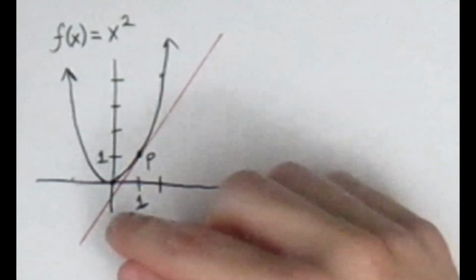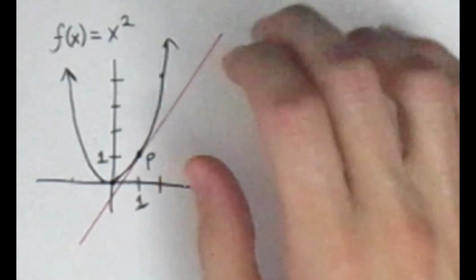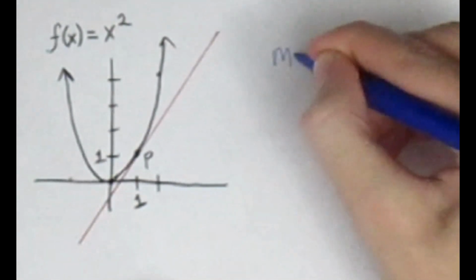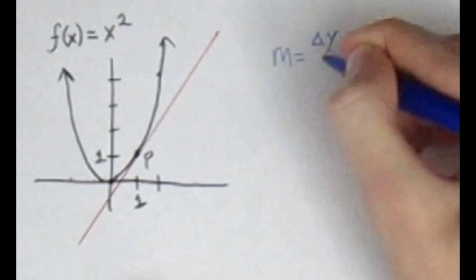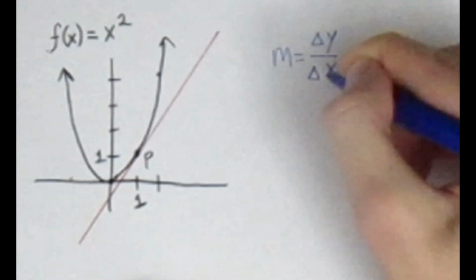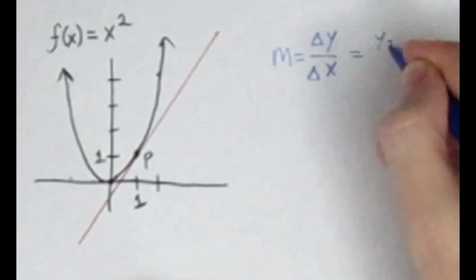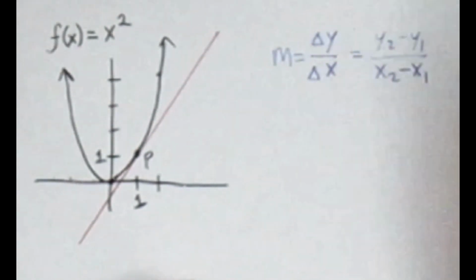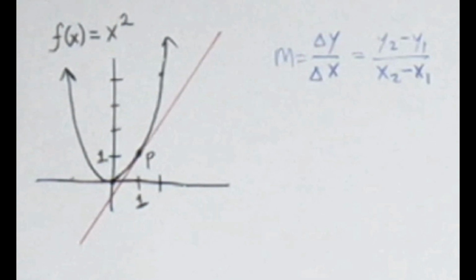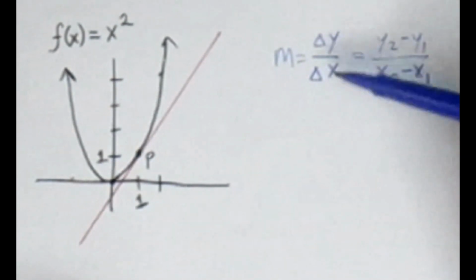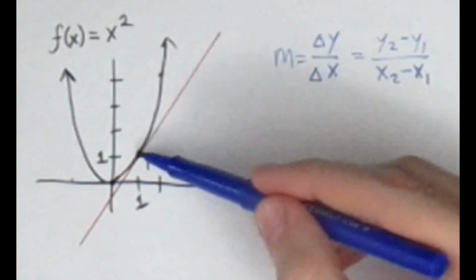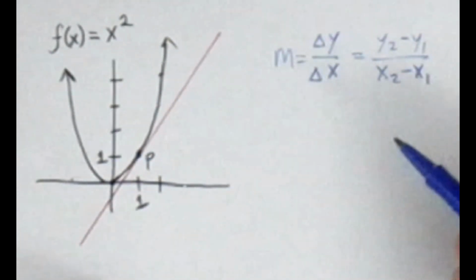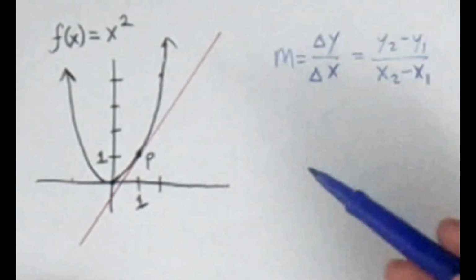So let's notice that we cannot find the slope of this tangent line because we need 2 points. Recall that slope is the change of y over the change of x, which is y2 minus y1 over x2 minus x1. So we need 2 points because slope is rise over run. But if we just have 1 point, we don't know how high to rise or how far to run. So we're kind of a bit stuck so far.